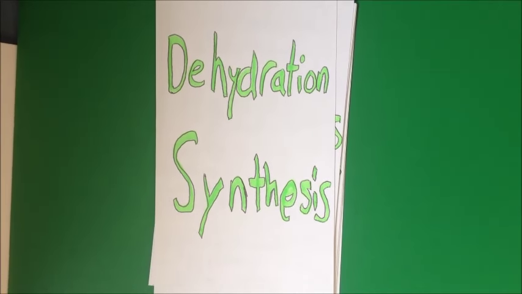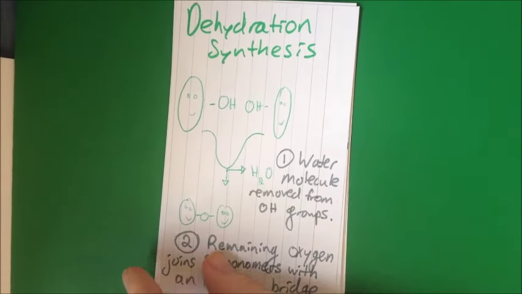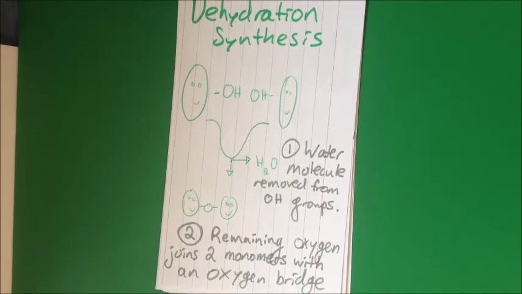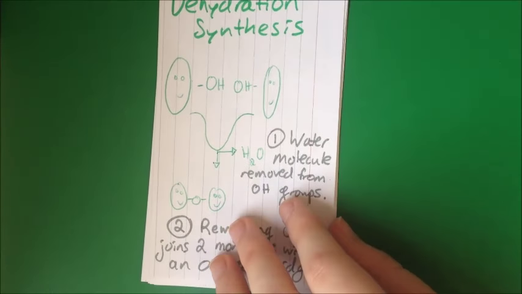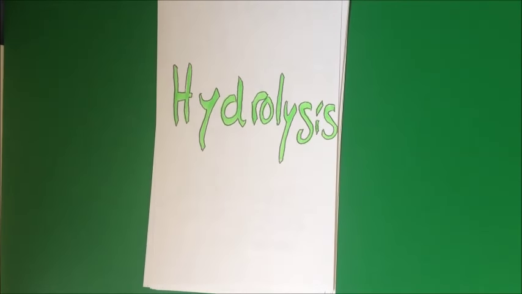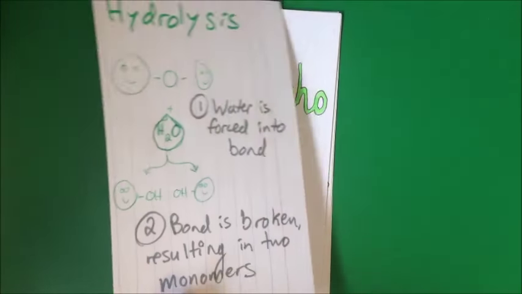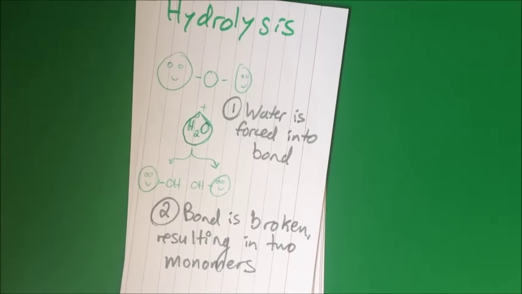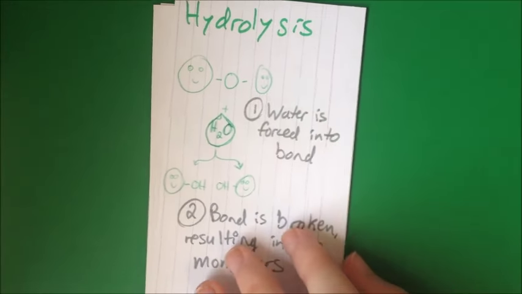These organic compounds go through dehydration synthesis to form polymers. First, a water molecule is removed from the adjacent hydroxyl groups. Second, the remaining oxygen joins two monomers with an oxygen bridge. Organic compounds go through hydrolysis to split polymers into monomers. First, water is forced into a bond with the oxygen between two monomers. Second, when the bond is broken, two monomers with hydroxyl groups result from the split.